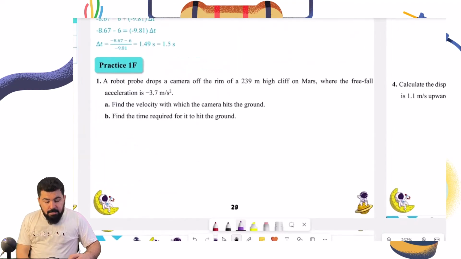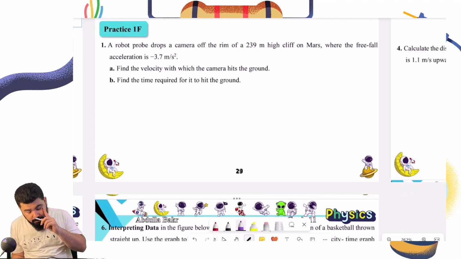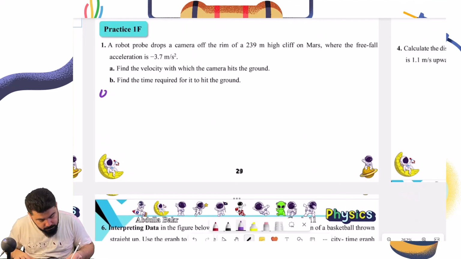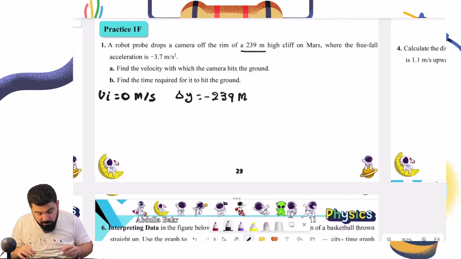Okay, let's solve practice 1F. It says a robot drops a camera off the rim of a 239-meter cliff. First of all, the camera is not moving. So V initial is equal to 0 meters per second. What about delta y? Delta y is equal to negative 239 meters. Why negative?